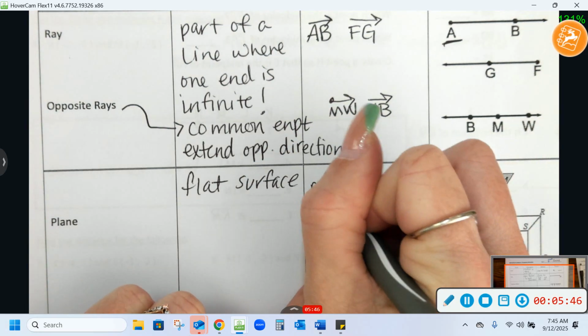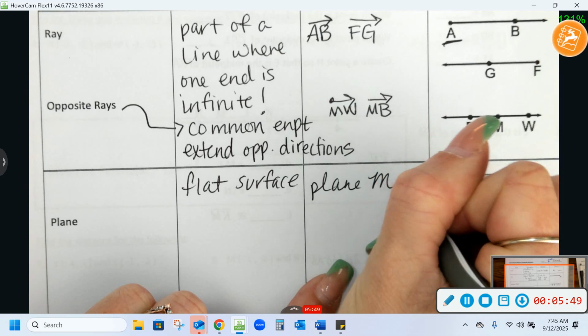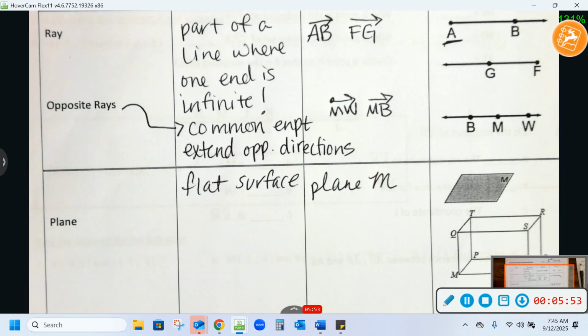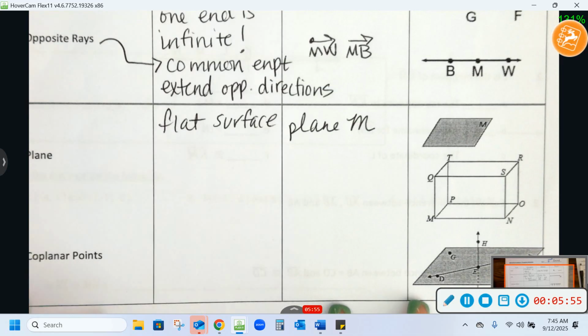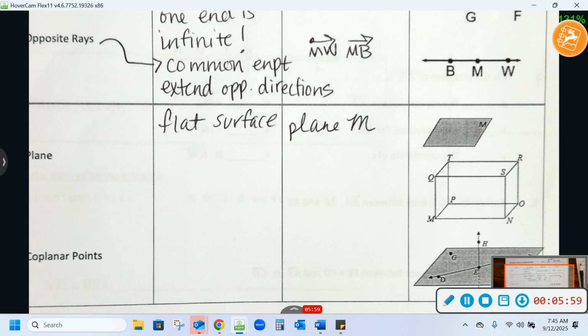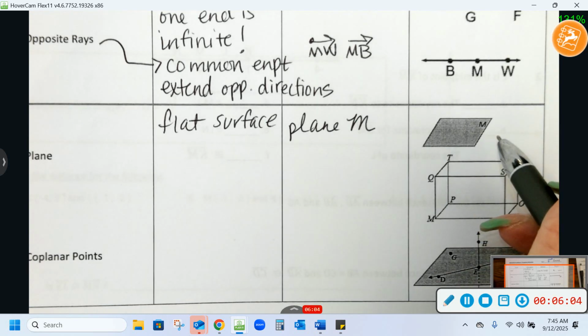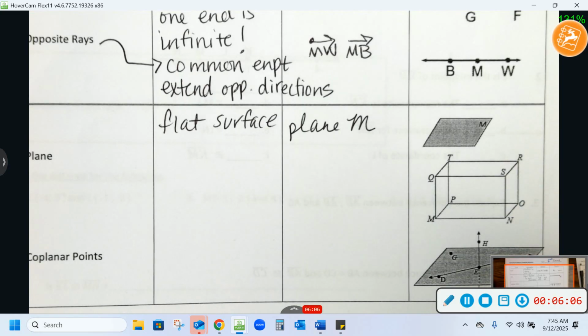I can simply say plane M, capital letter, or any 3 points make a plane. So 2 points make a line. Any 3 points will make a plane. So I don't know what points exist on this one because they just named it with that capital letter.